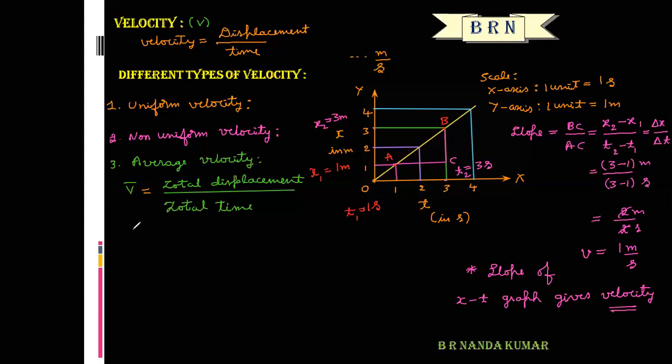So the mathematical expression for average velocity is x2 minus x1 divided by t2 minus t1, or simply delta x divided by delta t. What is the meaning of average velocity? Average velocity is the ratio of total displacement to the total time taken.